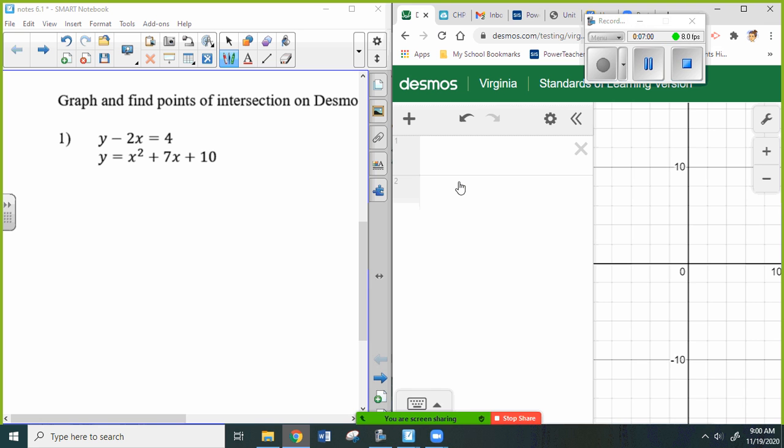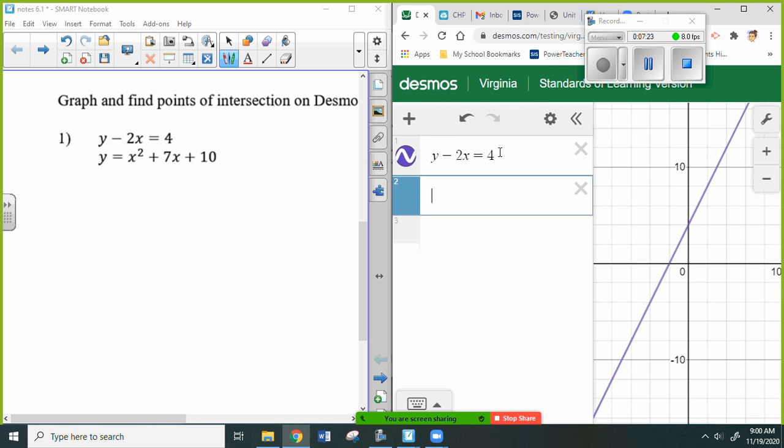Okay, sorry. All right, so I have my two equations right here and I have Desmos over here. The wonderful thing about Desmos that a regular graphing calculator cannot do is that you can type the equation in exactly how you see it on the paper. You do not have to try to get y by itself or anything like that. You need one equation in each line.